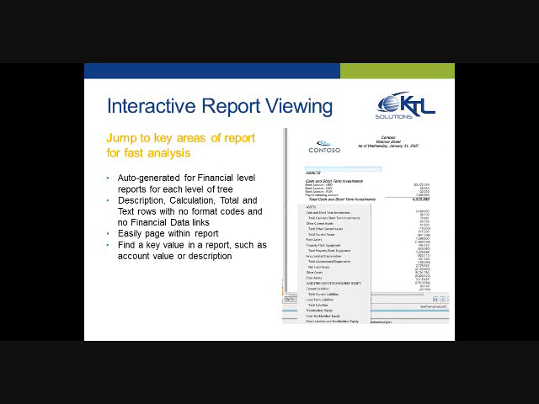The next thing is jump to key areas of the report for faster analysis. You'll see over here on the right-hand side I have my balance sheet, and you'll see my jump keys right here. I can go from assets to cash and short-term investments to total cash. Balance sheets have a lot of lines on them, so do profit and losses. You can very easily go to that jump key and go to a particular section in a report to look at something.